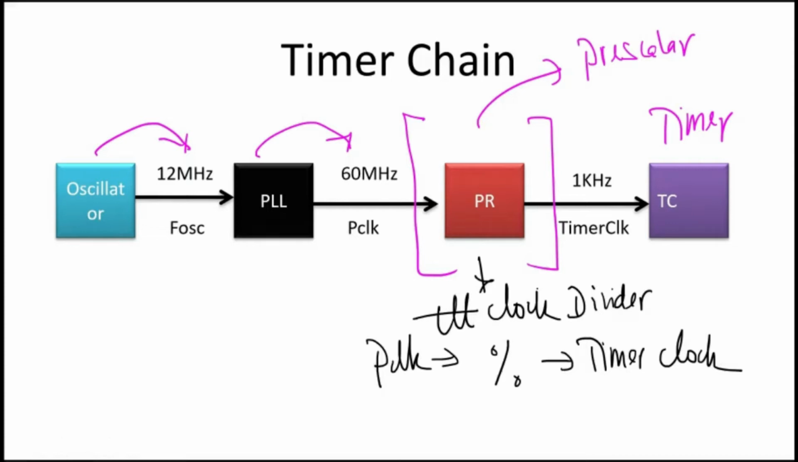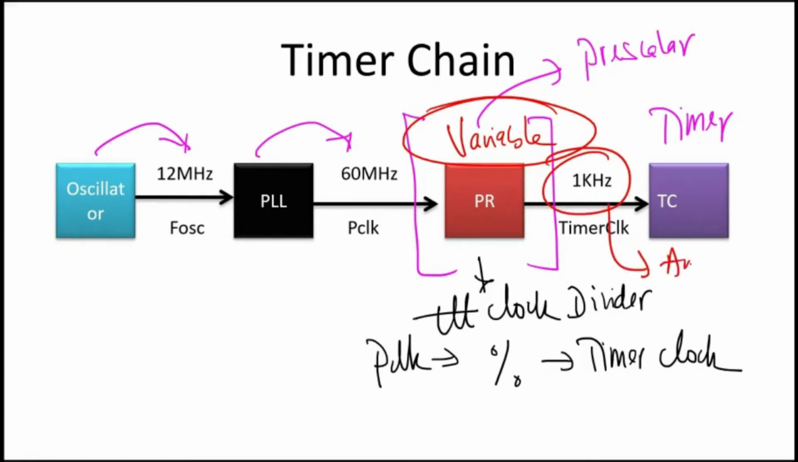The beauty of LPC 2148 is this is a variable prescaler. Variable prescaler means the user can put any value there and divide the 60 MHz clock to virtually any frequency here. That is the power of LPC 2148. LPC 2148 will give you the option for designing any particular frequency to your timer, unlike in 8051 where you have a fixed value of 12.